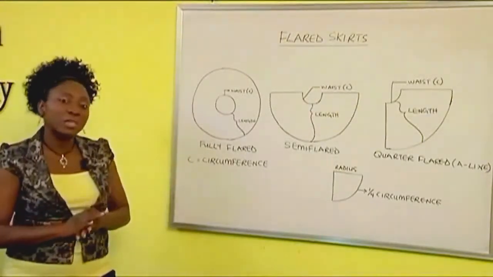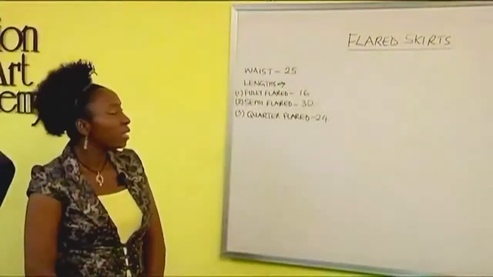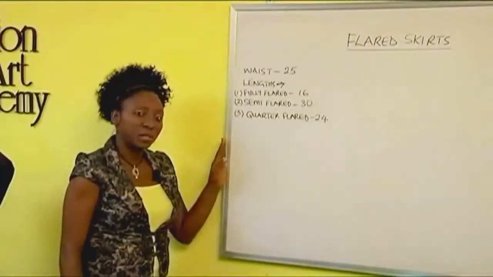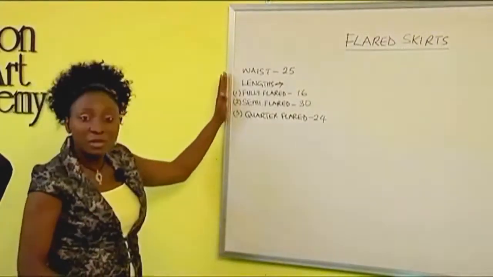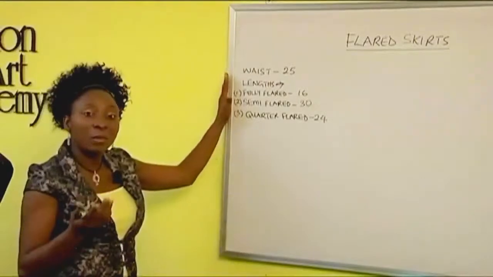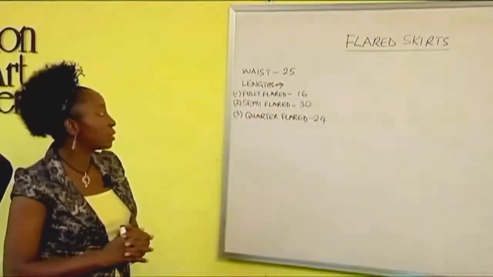So why don't we look at the measurements we will need to make our skirts. These are the measurements we're going to use to make our skirts. We have the waist, which is a known measurement. Our waist is 25 inches. That's what we're going to be using to make the skirt.